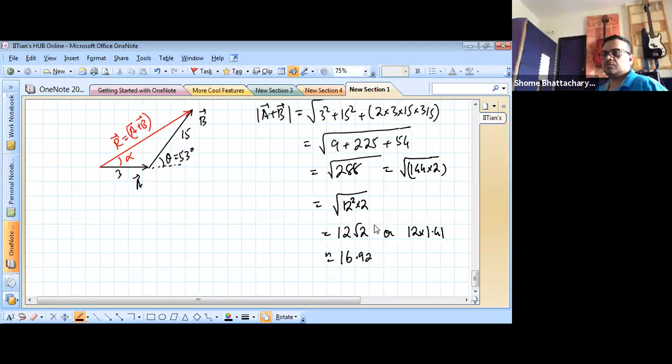But this is enough. We can just leave the answer as it is. So this is mod of A plus B. Now similarly use the tan alpha.